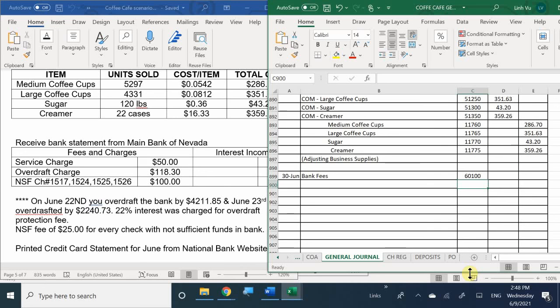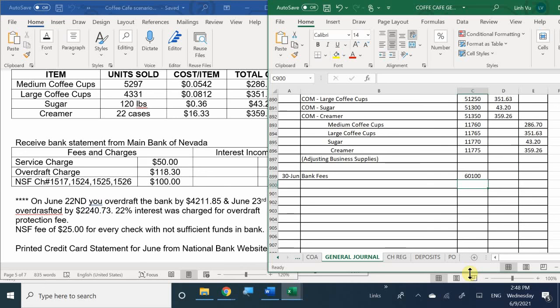And then would the next one be credit, service charge? Okay, so you already encountered the service charge. The bank fees is part of that service charge. Yes. All right.